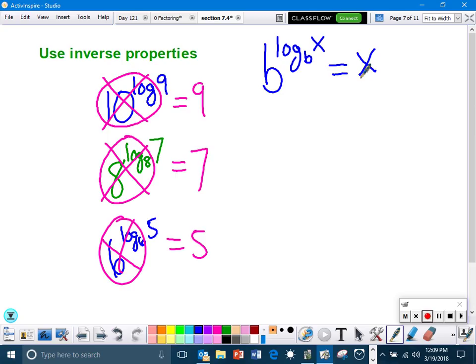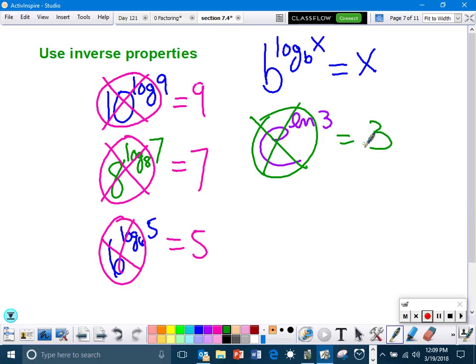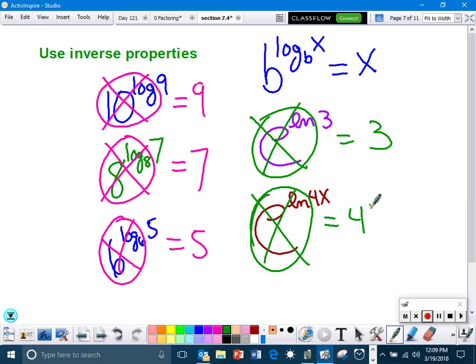That also works with natural log. For example, if I have an e, that's my base, with an ln, natural log, 3. The e and the natural log cancel each other out, and we're left with 3. So e to the ln 3 equals 3. Okay, one more. If I have e to the ln 4x, you can have variables in there also. Well, the e and the ln cancel each other out, and so our answer is 4x.